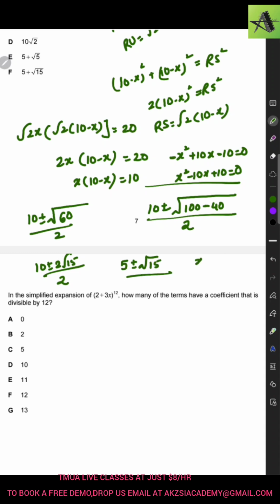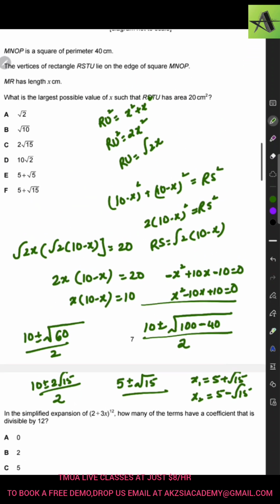So that means there are two values of x. x1 is 5 plus root 15. x2 is 5 minus root 15. And obviously they are asking you about the largest possible value out of these two. 5 plus root 15 is the bigger one. So option F is the correct answer.